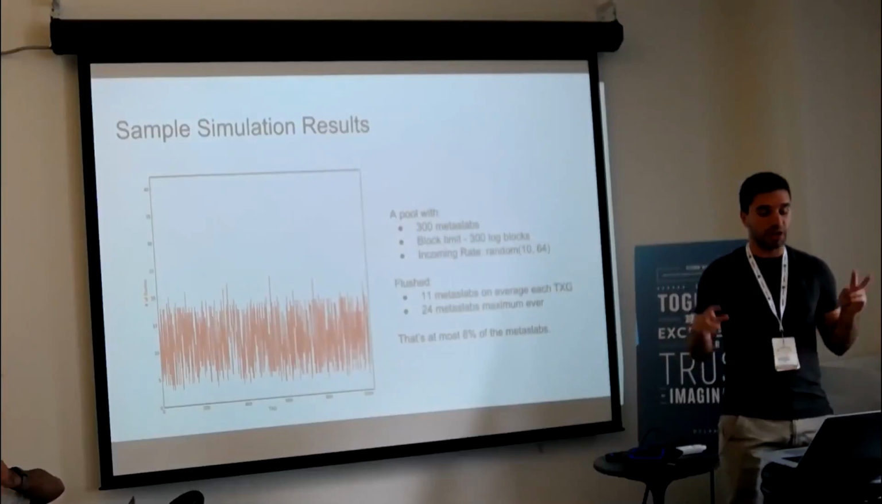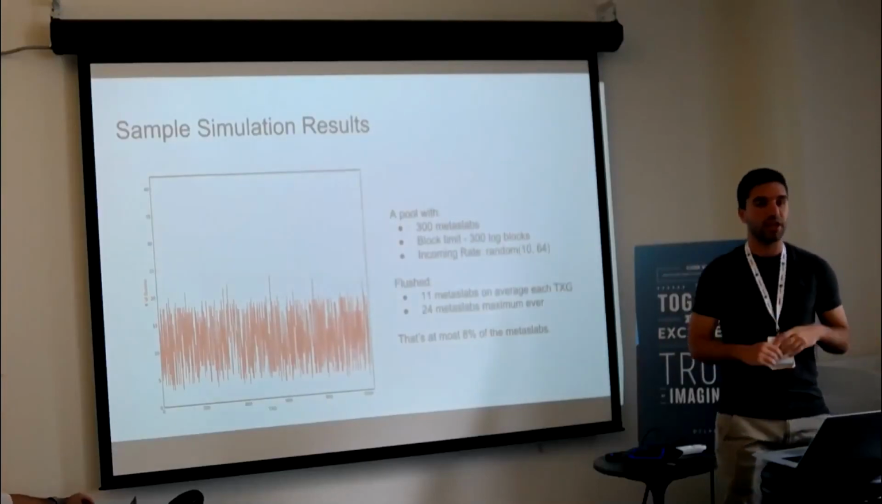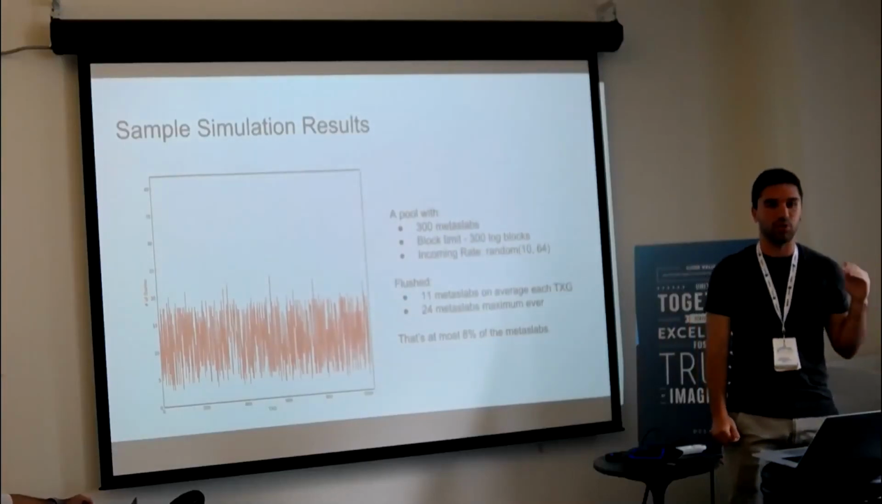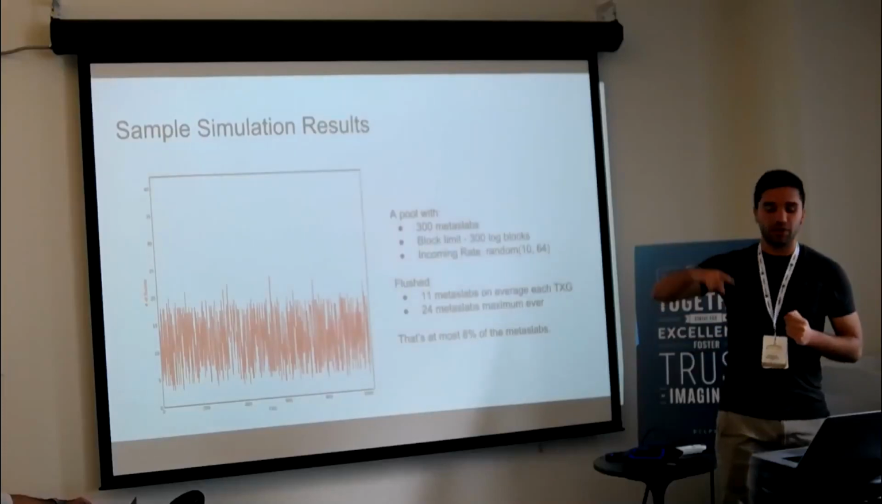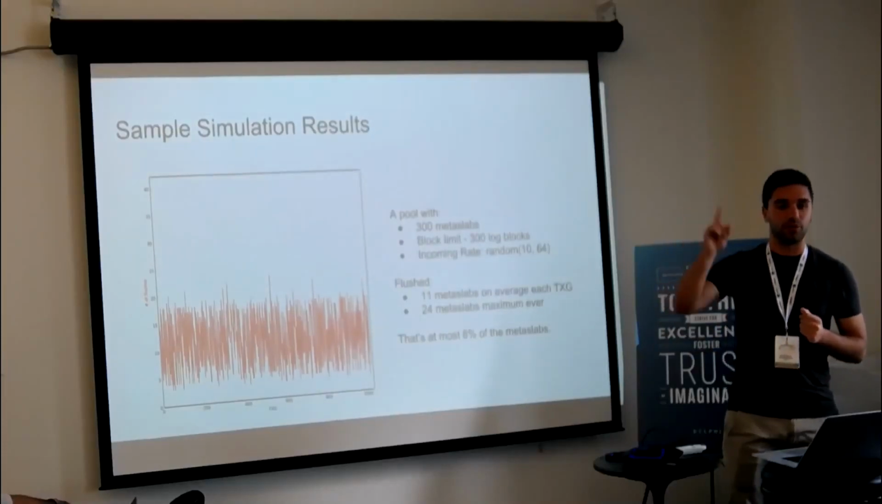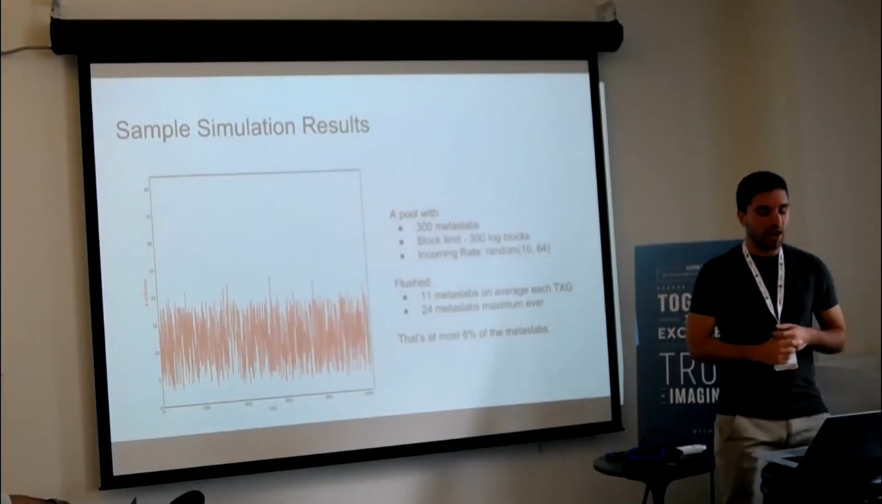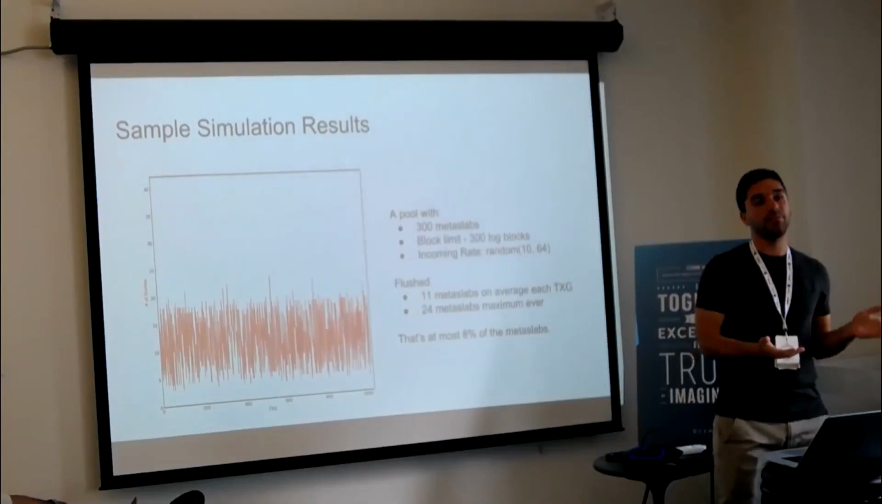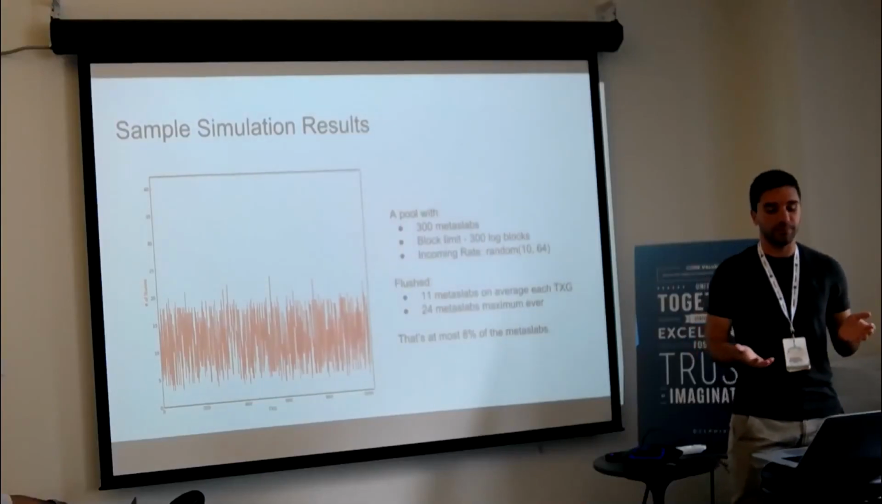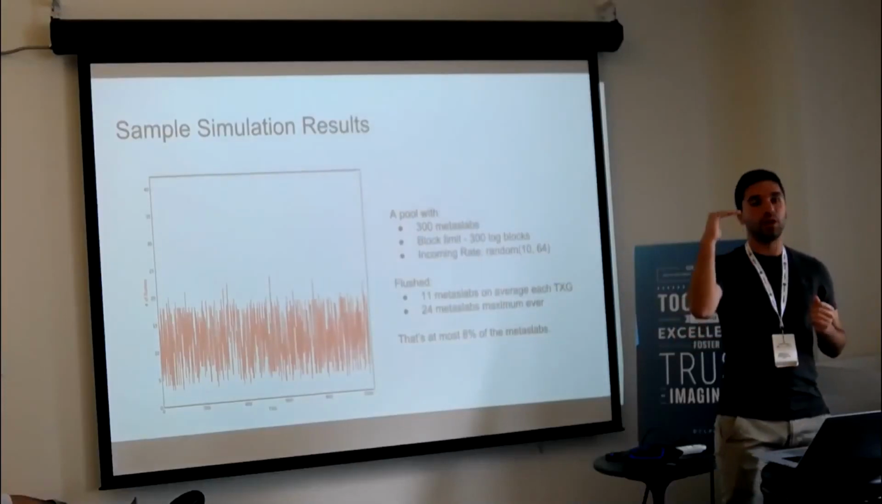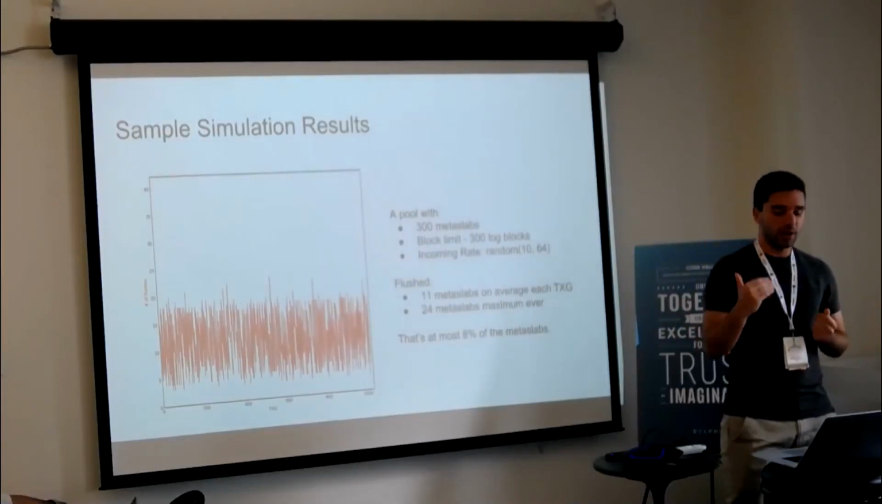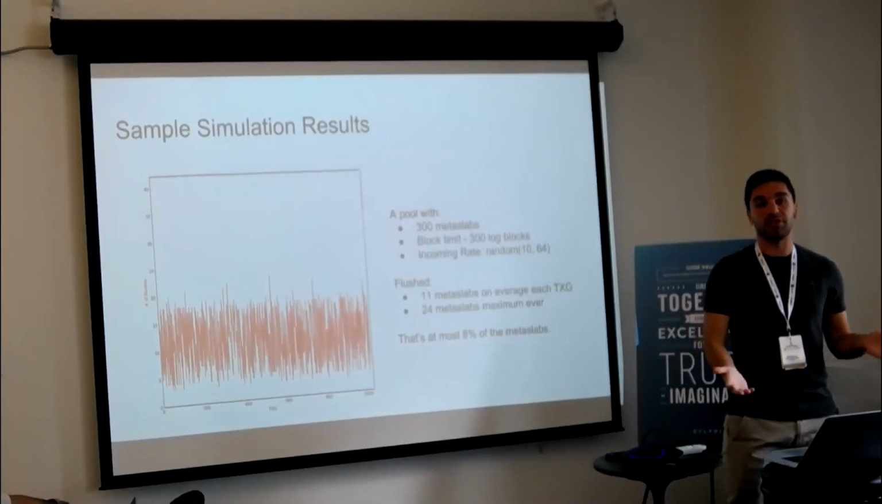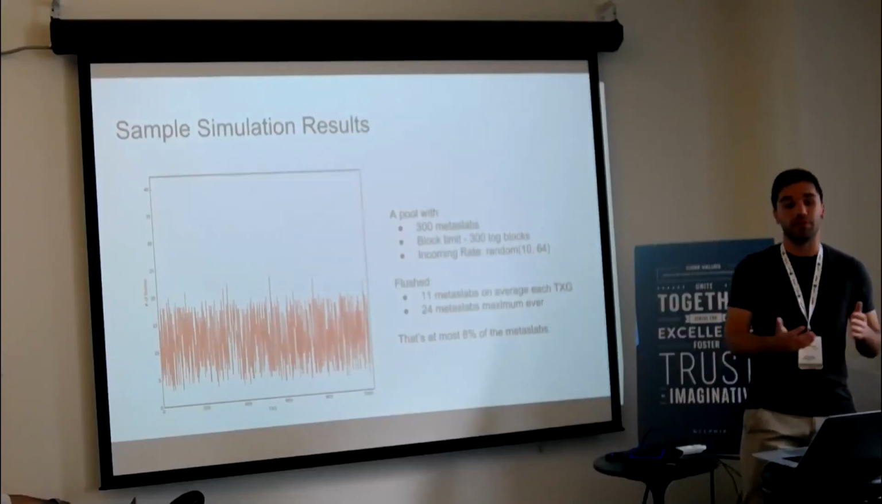This is from a hypothetical pool of 300 metaslabs, and I set the block limit to be 300 blocks. And the incoming rate was randomly chosen between 10 and 64 blocks each TXG. And the results were that we were flushing 11 metaslabs on average each TXG. And the maximum that we ever got to was 24 metaslabs, which is like 8% of the metaslabs in the pool, which is pretty good in terms of IOs.